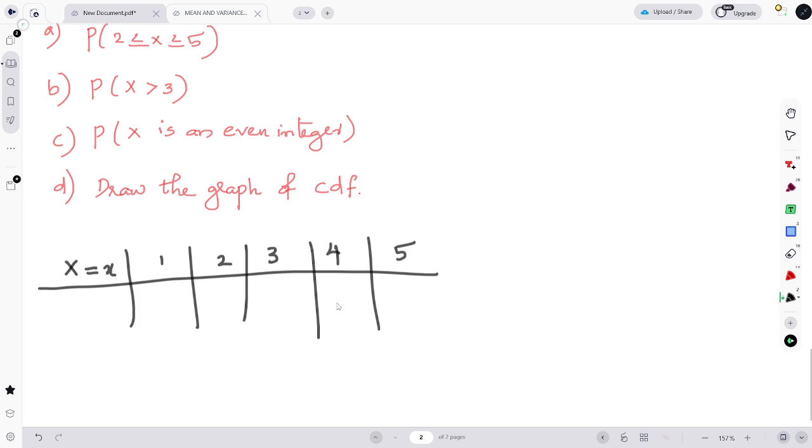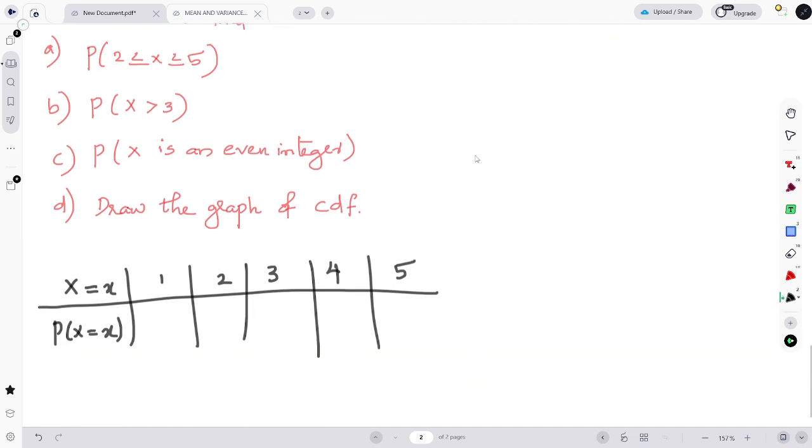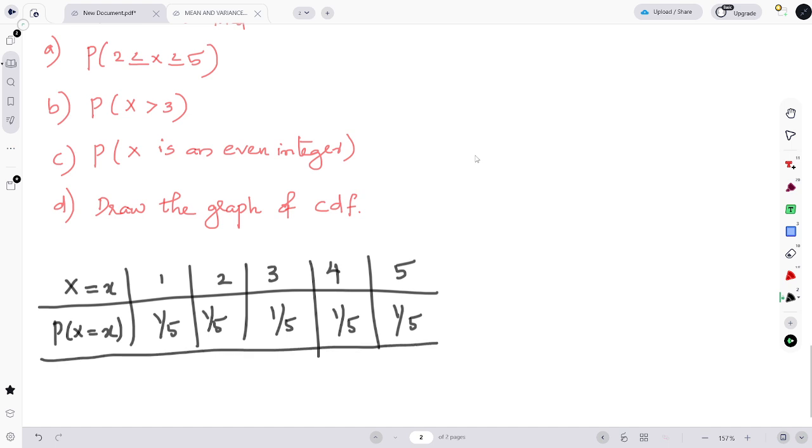So the probability of x equal to x is not given, but there is a hint: all values are equally likely. Equally likely means all are equal, so the probabilities should be equal. So this is 1 by 5, this is 1 by 5, this is 1 by 5, this is 1 by 5, and this is 1 by 5. All probabilities are greater than 0 and the total is 1.